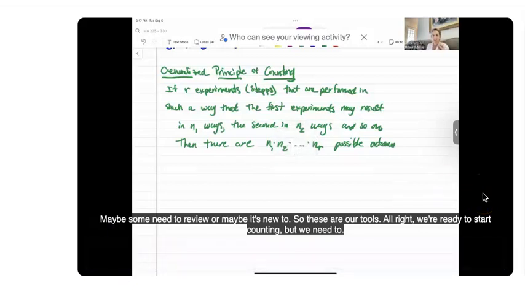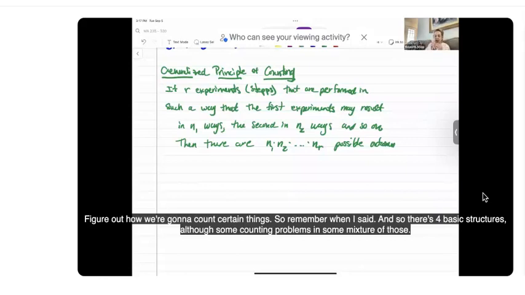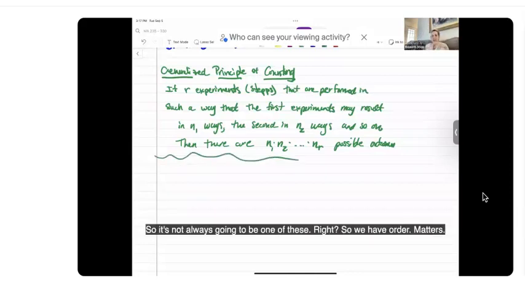All right, we're ready to start counting, but we need to figure out how we're going to count certain things. So remember when I said, there's 4 basic structures, although some counting problems involve some mixture of those. So it's not always going to be one of these, right?